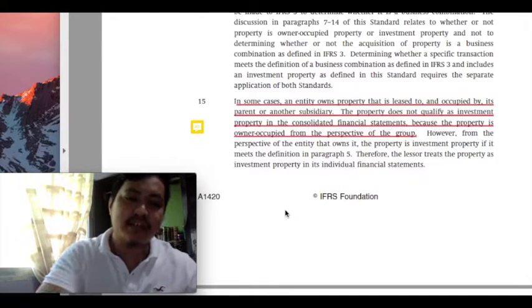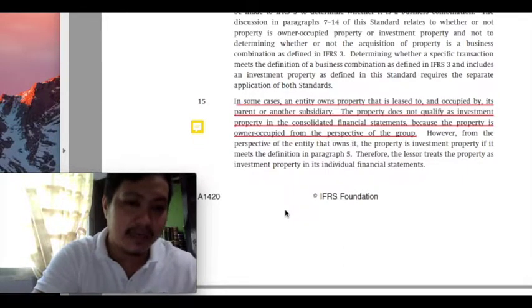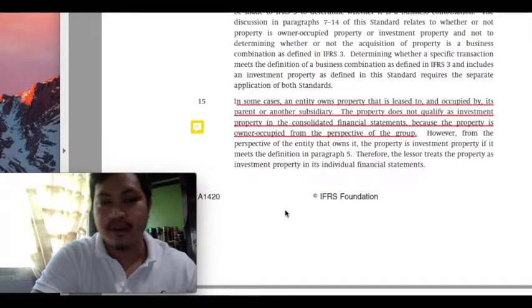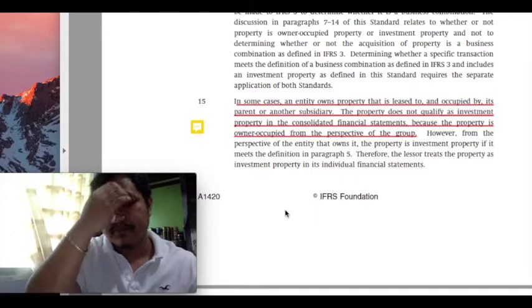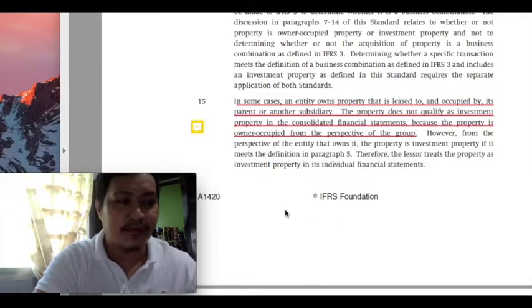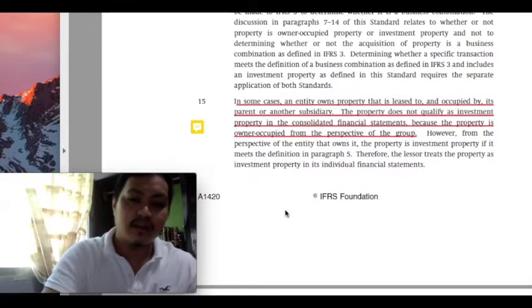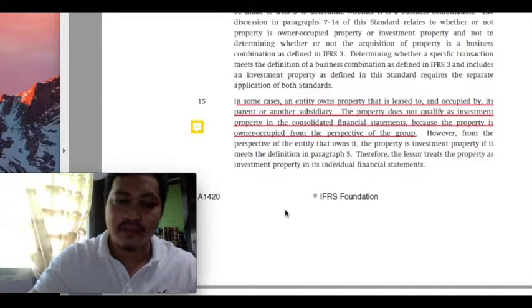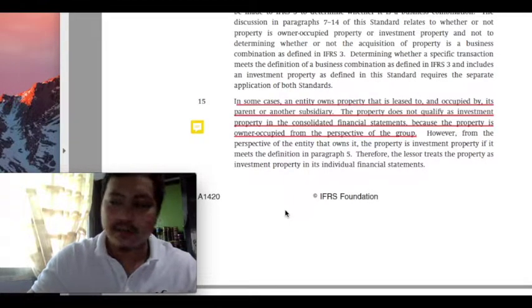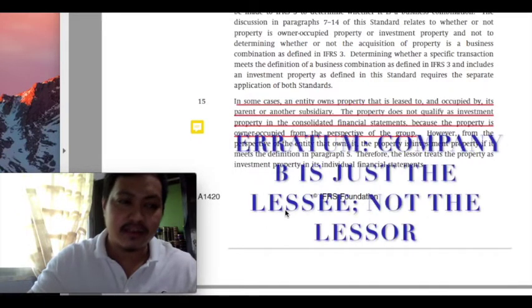In the separate financial statements of company A, of course, the building will appear there. And since it is being held for rental, the building will appear as an investment property. Why? Because company A is the owner of the property and the building is used to earn rentals. On the part of company B, even though it is the one using the property, the building will not appear in its financial statements. Why? Because company B is not the owner of the building. He is only leasing it. He is only the lessee.